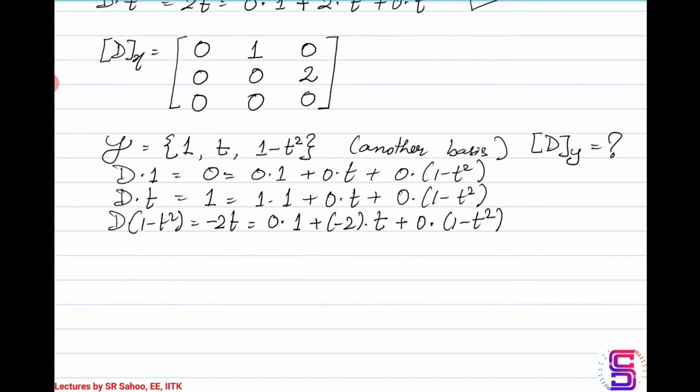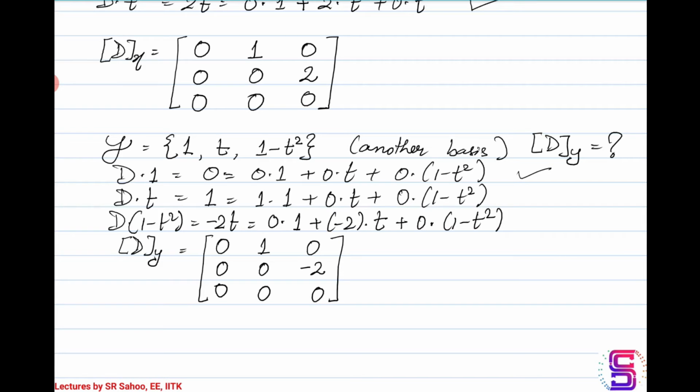So the matrix representation of the derivative operation with respect to the basis Y is 0, 0, 0, the coefficients corresponding to the operation on the first basis vector. Then you have 1, 0, 0, coefficients corresponding to the operation on the second basis vector, and 0, minus 2, 0, coefficients corresponding to the operation of the derivative operator on the third basis vector.